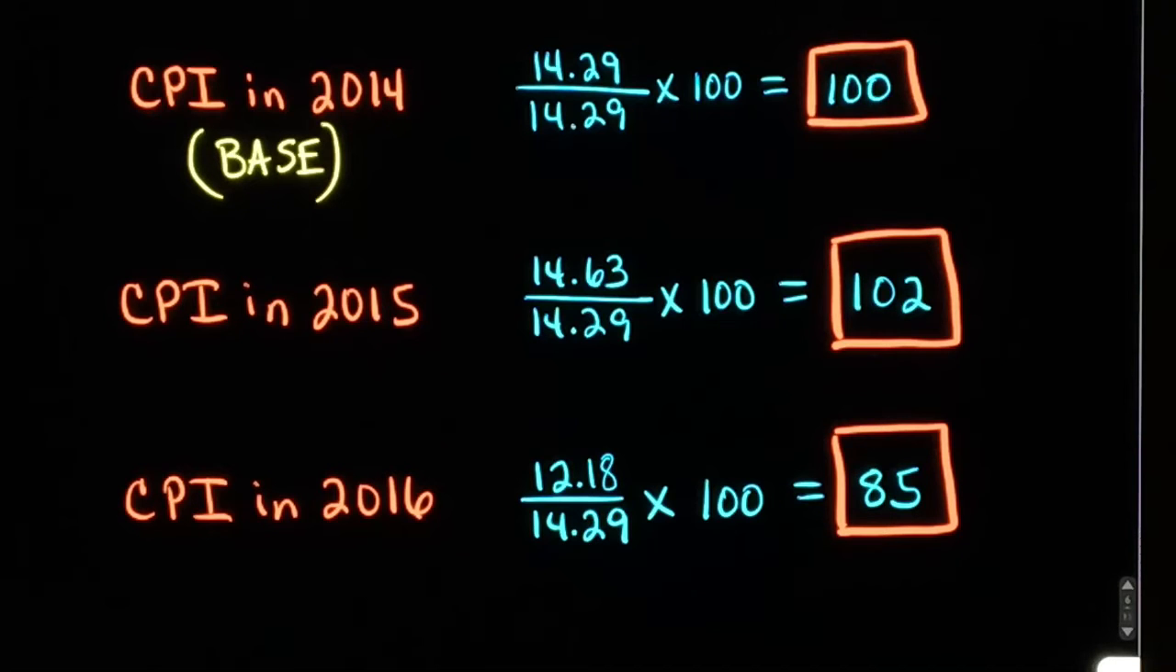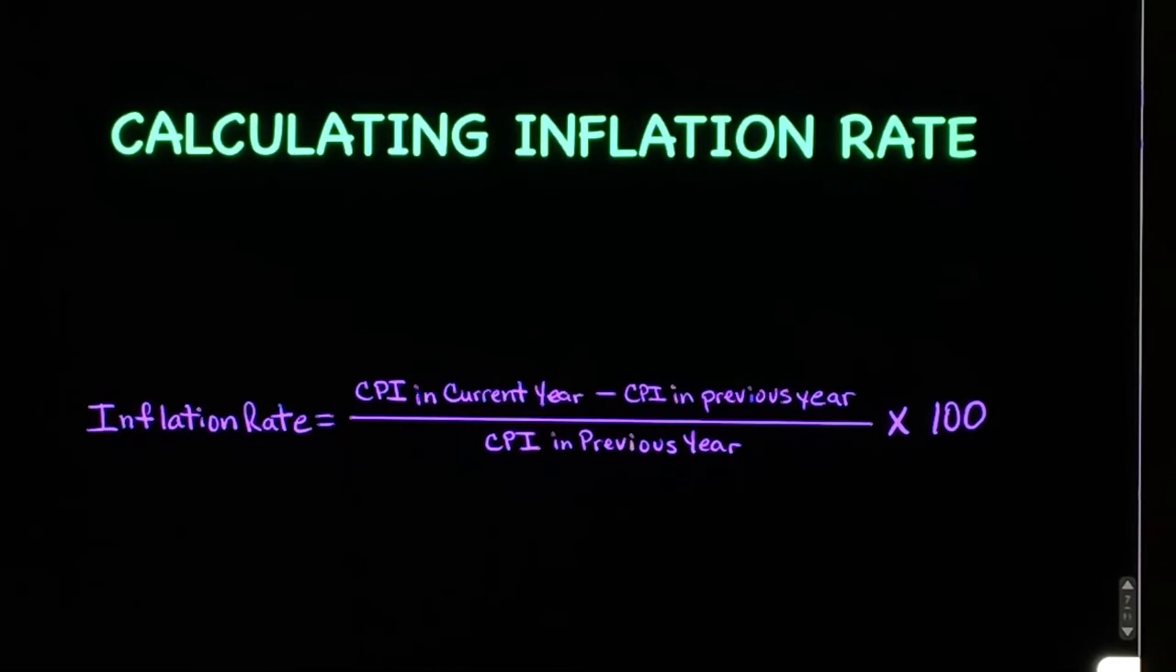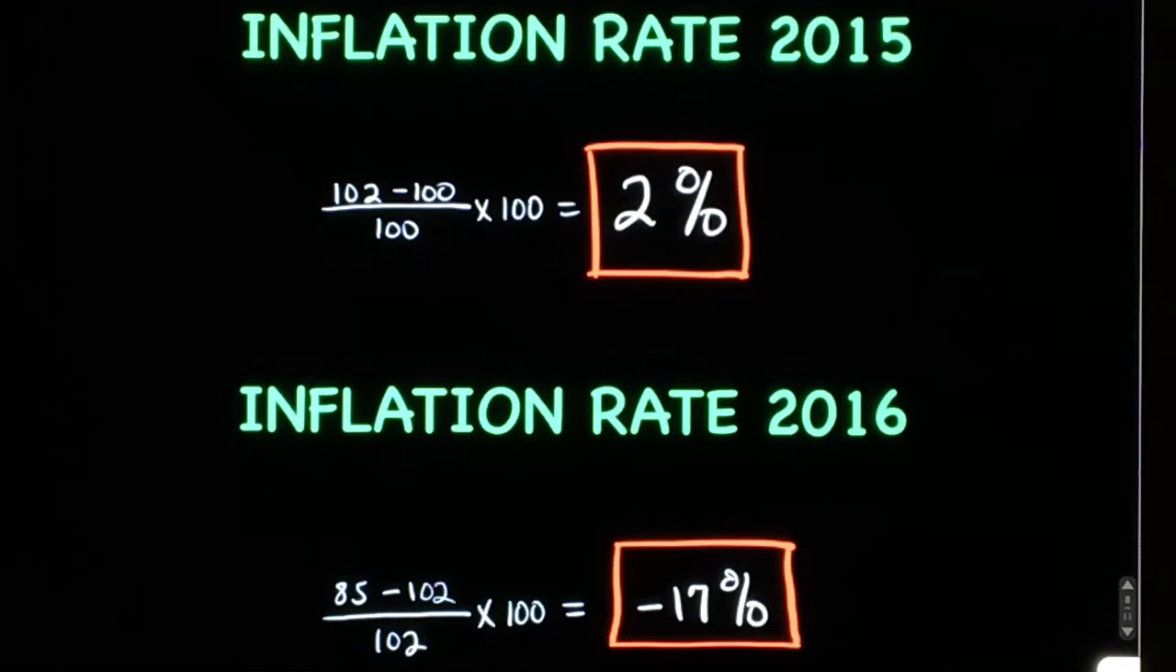Now that we have these numbers, we can find the inflation rate. To find the inflation rate, you take the CPI in the current year and subtract the CPI in the previous year, divided by the CPI in the previous year, multiplied by 100. As you can see, the inflation rate in 2015 increased from its base by 2%, and in 2016 it decreased by a negative 17%, which would be considered deflation. So it looks like we've been paying a lot less for our groceries in 2016.